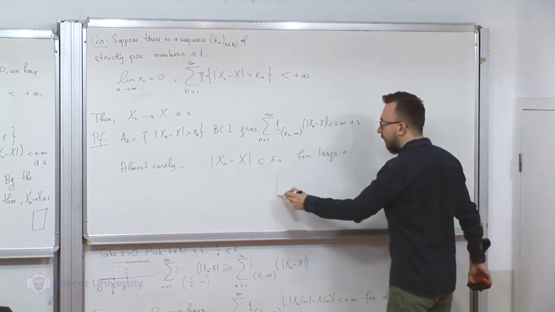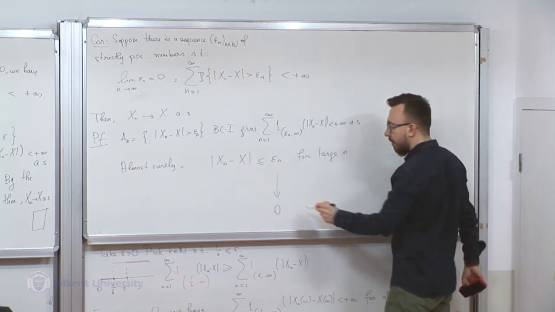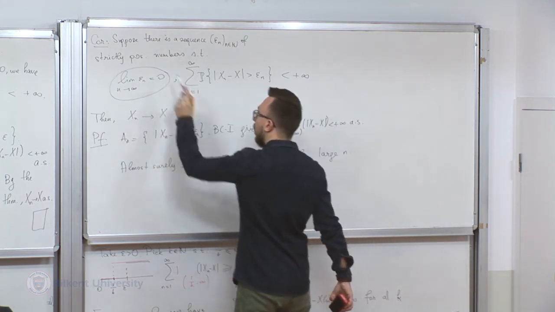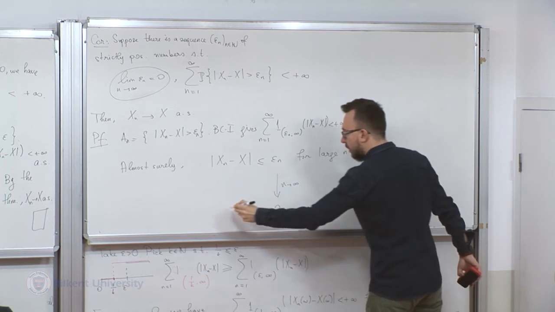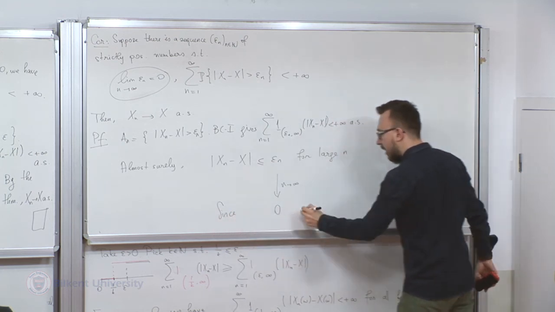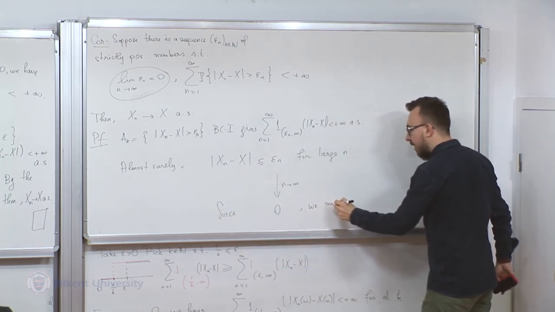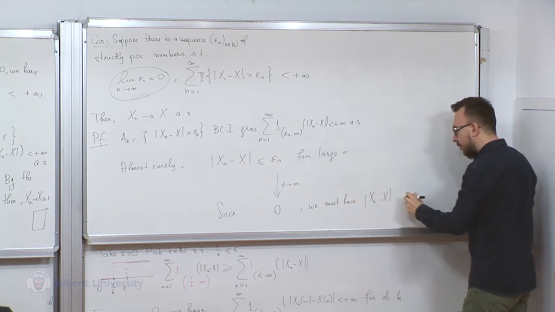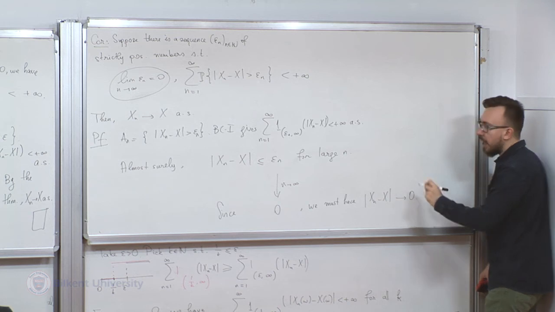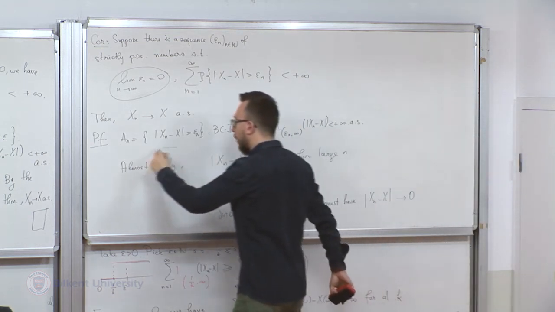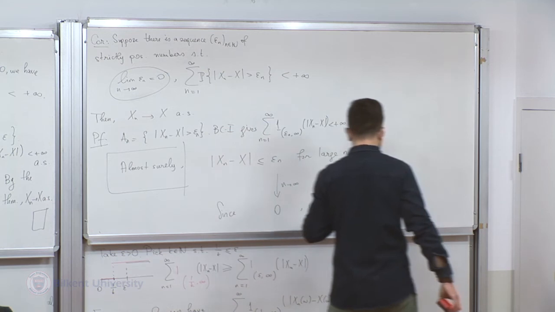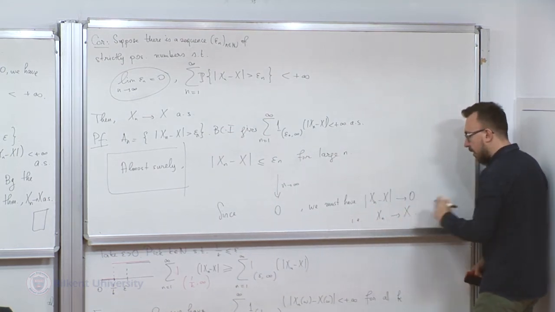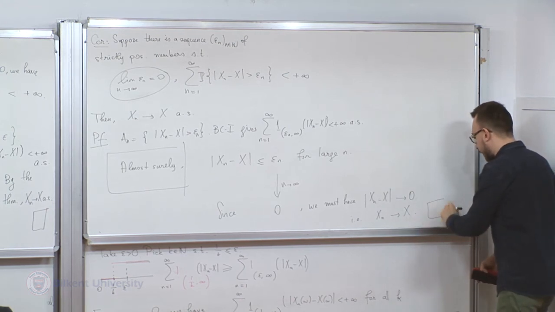Well, since epsilon_n goes to 0 by assumption, since we have this, we must have X_n minus X goes to 0. Again, everything is almost surely. And this just means X_n goes to X, again, almost surely.